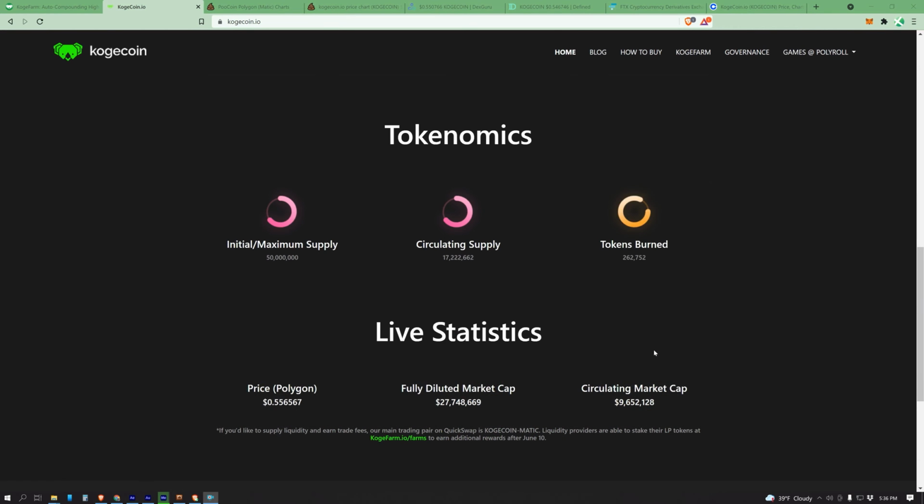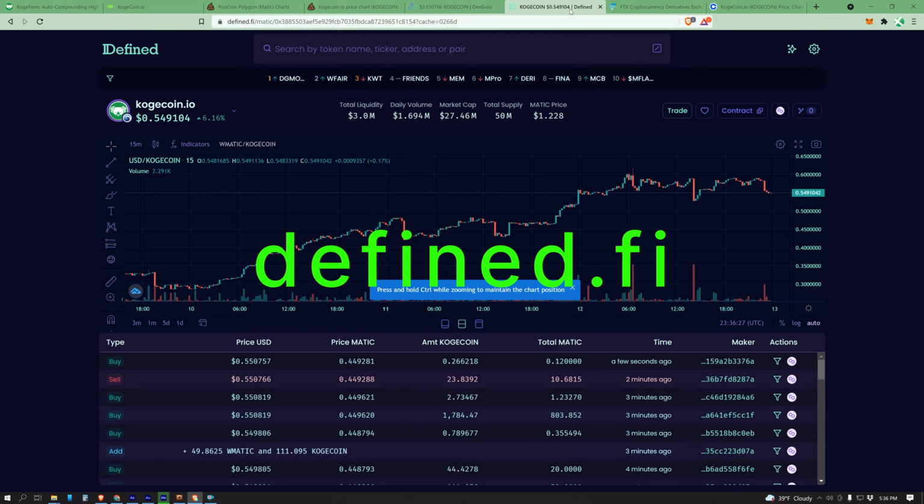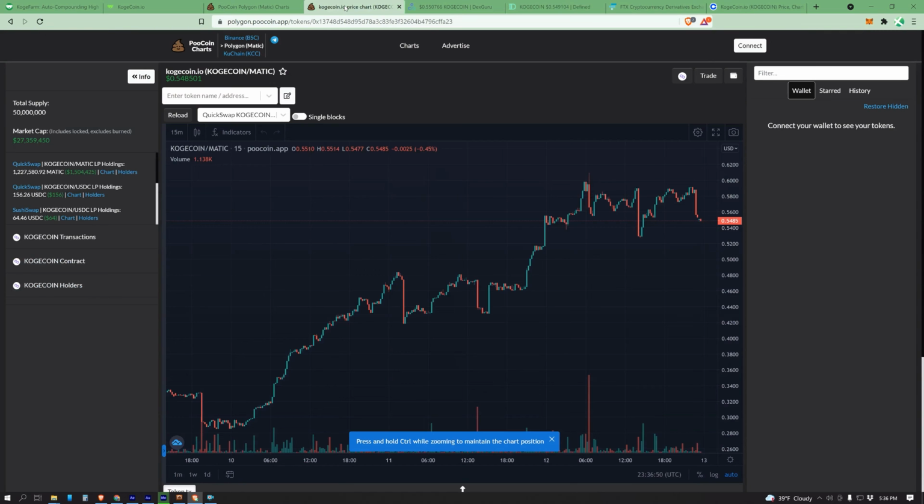As far as Polygon price tools, I have three favorites: KogeCoin, Dex Guru, and defined.fi. Are these the only tools out there? Certainly not. And the longer you spend on DeFi, the more cool tools you'll find. For KogeCoin specifically, I find that KogeCoin tends to be the most up-to-date. It seems to refresh more frequently than others.